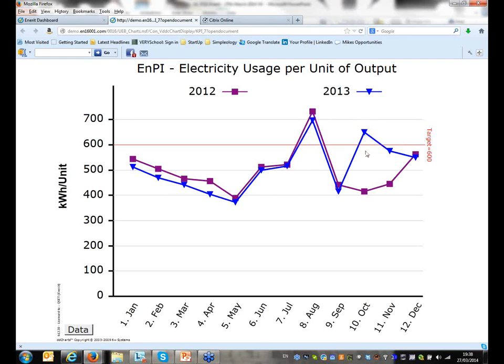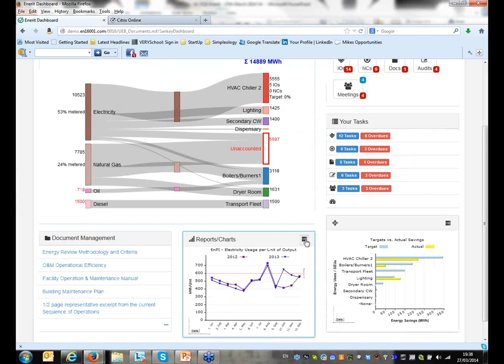But then over here in October, we have some kind of a blip where there's a big difference between the two, so we need to investigate. And we have an action ready created to investigate this particular issue.